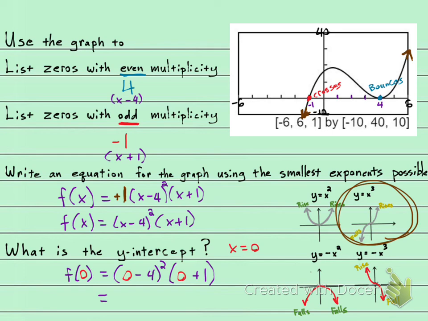0 minus 4 squared, that is the same thing as negative 4 squared, times 0 plus 1 is 1. Negative 4 squared is a positive 16, times 1 is 16. That's the y-intercept. Let's go up to the graph, make sure that that looks right. This was 10, 20, 30, 40. So between 10 and 20, sure, it crosses right here. And it's closer to the 20, just by a little bit. I would assume that this is 16.